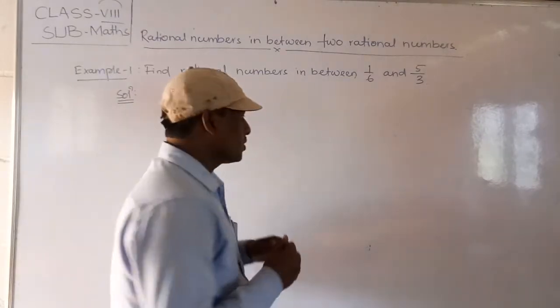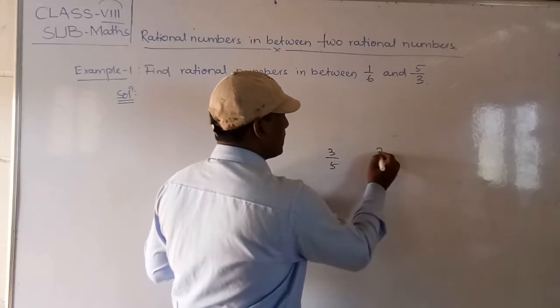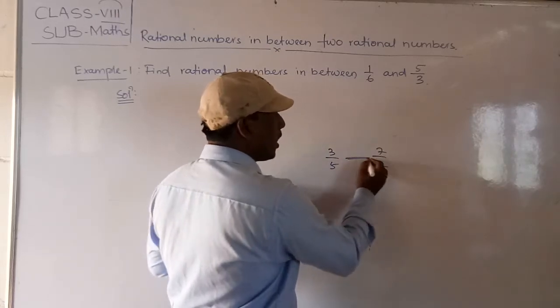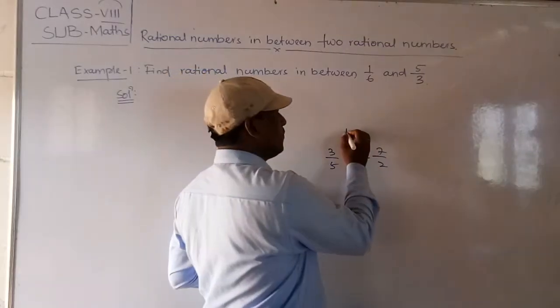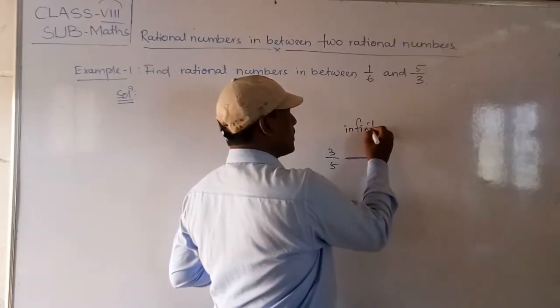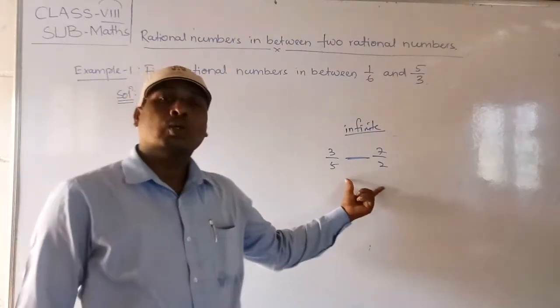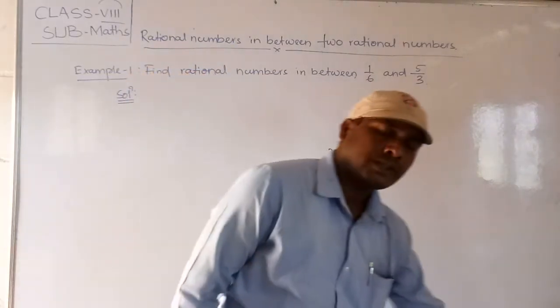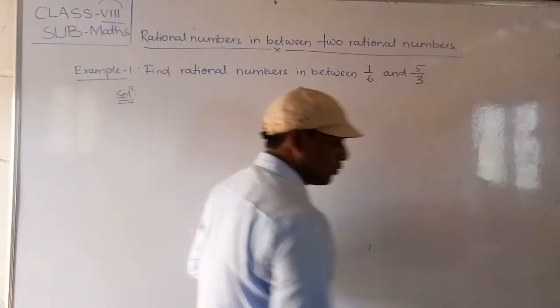That means, suppose 3 by 5 and another one is 7 by 2. In between these, how many rational numbers are there? If this question comes, you can answer that there are infinite. We cannot find infinite numbers of rational numbers between two rational numbers. Okay friends, how you will find them, we will see. There are so many methods.